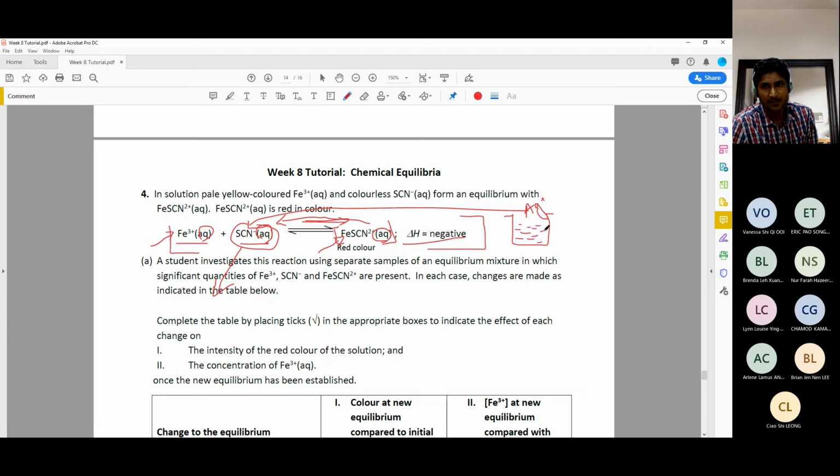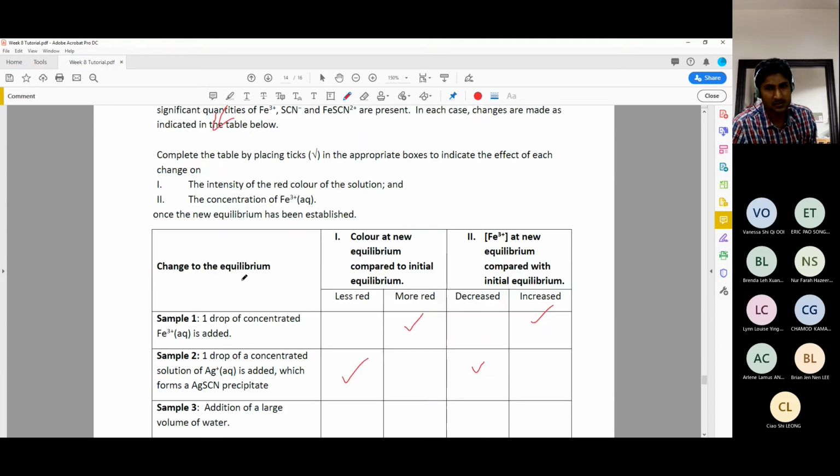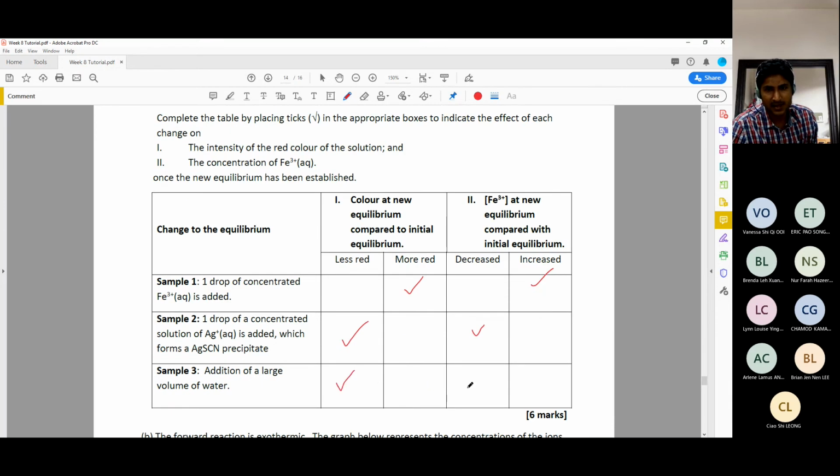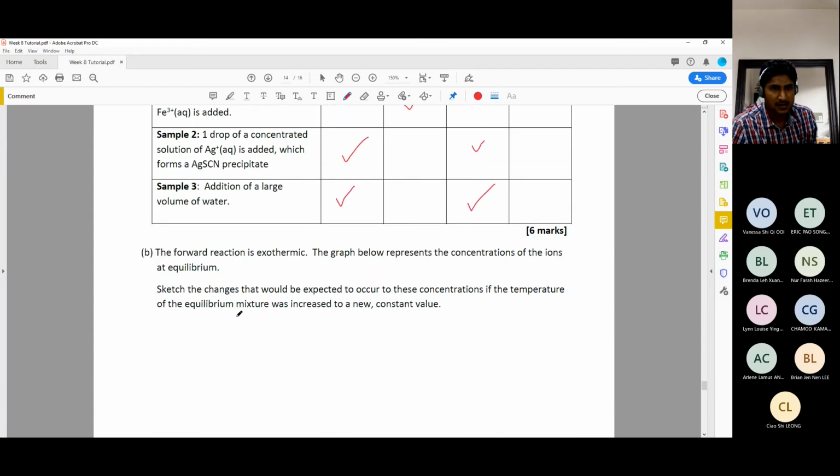All of them will be happy because water is their good friend. But since I'm adding water, that means I'm increasing the volume. Volume increase means the reaction will shift to the side with more particles. That is, the reaction will go backward. And reaction going backward means less red, and the concentration of iron will also be reduced because it's going to the backward side.